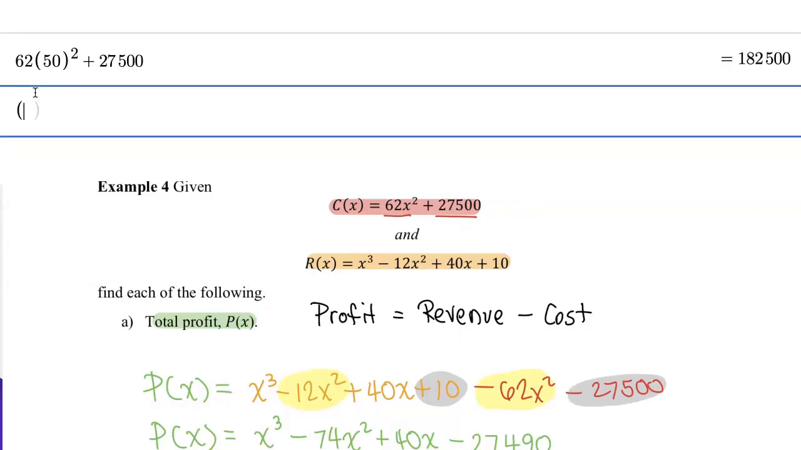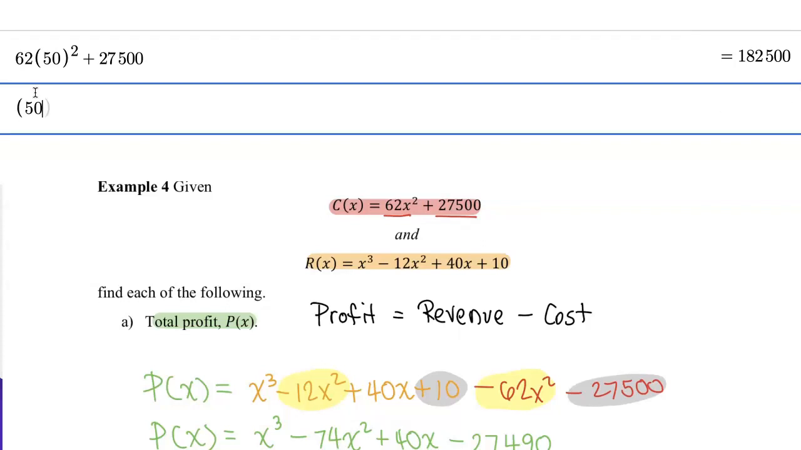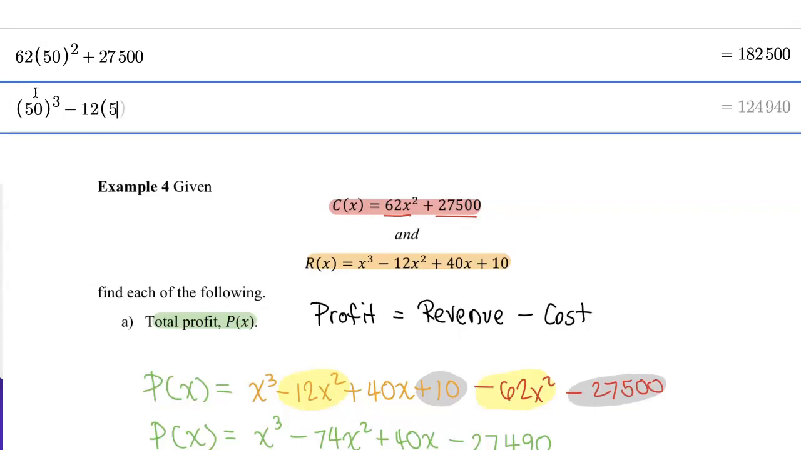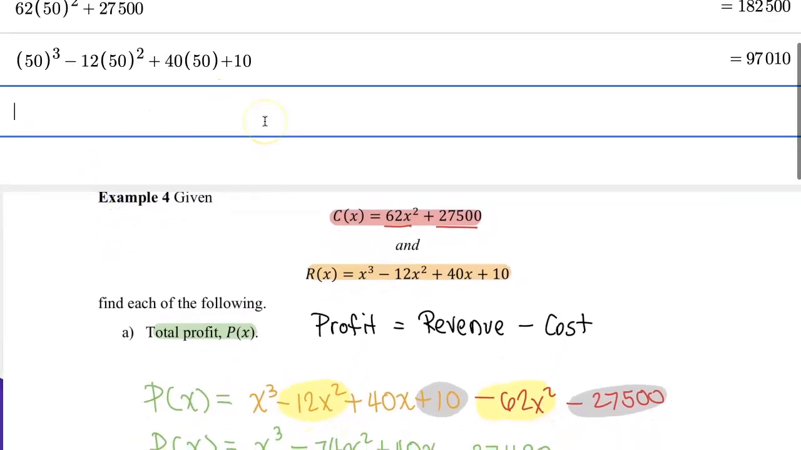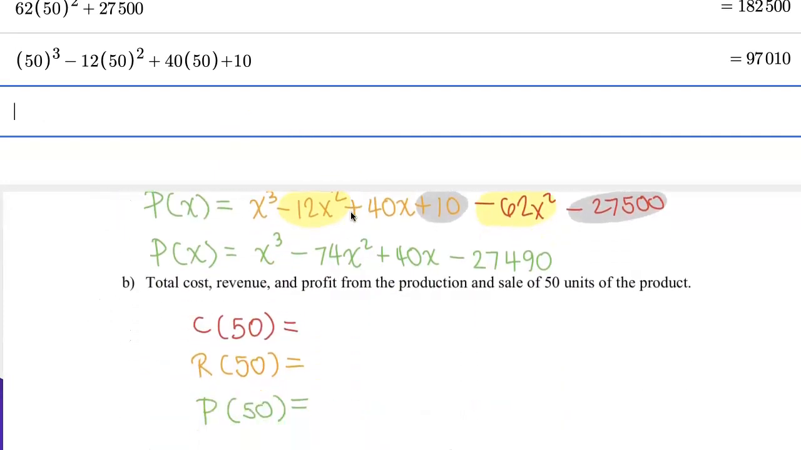Okay, now let's do the revenue. 50 to the third power, whoopsies, minus 12 times 50 squared plus 40 times 50, lastly plus 10. So look, that is the revenue, and finally we will do the profit function. And I think we have some bad news for this company, don't you think?